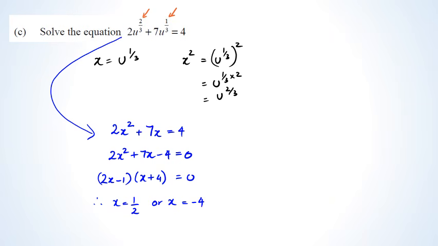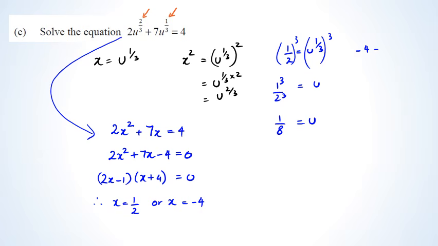Now, we're not done here. What we need to do is solve for u. So we go back and substitute into x equals u^(1/3). So we've got a half is equal to u to the power of 1/3. To figure out u, I need to cube both sides, because when I cube both sides, I get u equals 1 cubed over 2 cubed, which is 1 over 8, as one of my answers. My second answer is going to be -4.